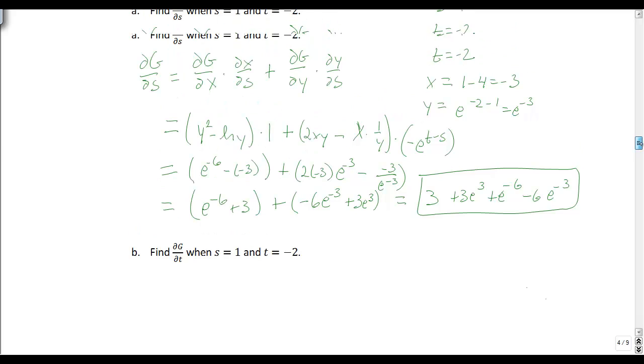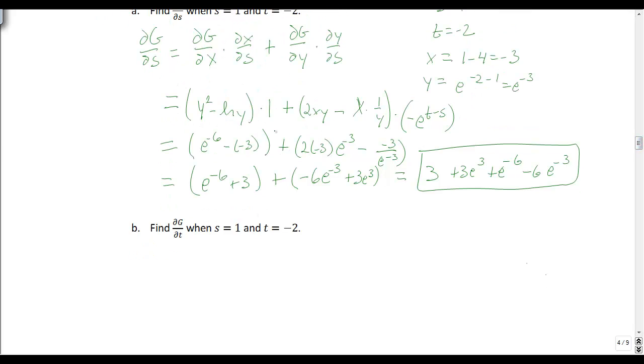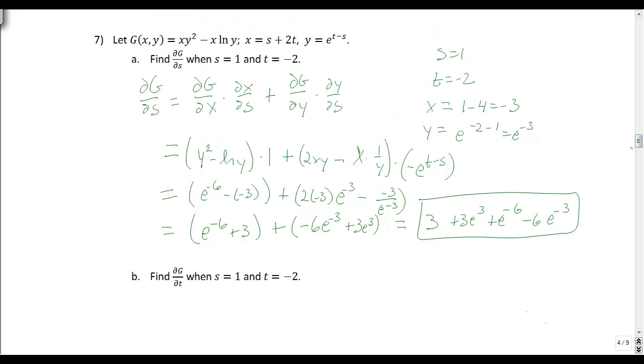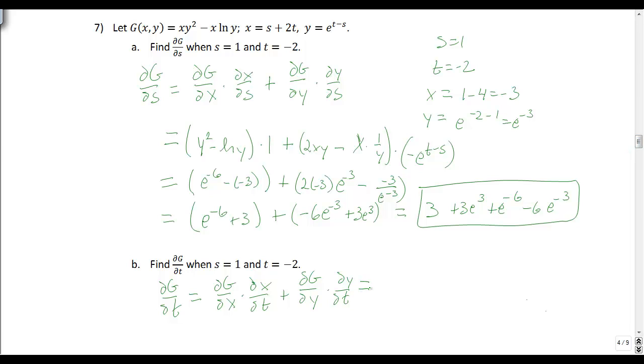Next one, partial g with respect to t. When s is 1, t is negative 2. Now if we look up here, let's see if we can get this to line up right. S is 1, t is negative 2. Same value of s and t. We can reuse the s, t, x, and y that we had. And so then we just need to use our chain rule, which is dg dt. This should be a partial of g with respect to x times partial x with respect to t plus partial of g with respect to y times partial of y with respect to t. And so what we get, let's see, I'm going to write this here just so I can see what's going on here. Partial g with respect to x. Well, it's really this y squared minus natural log y again.